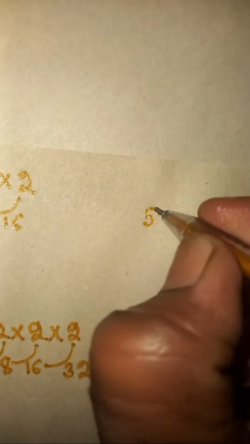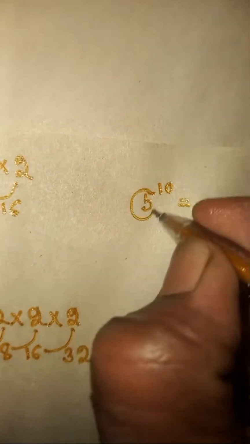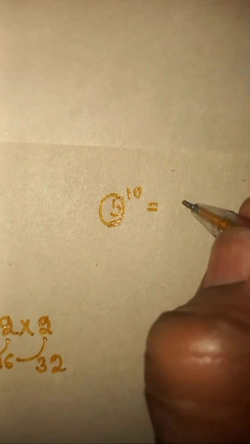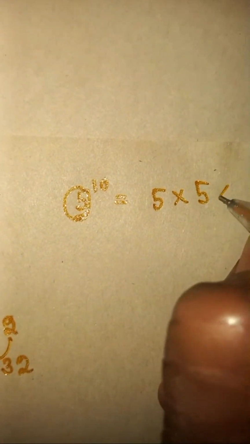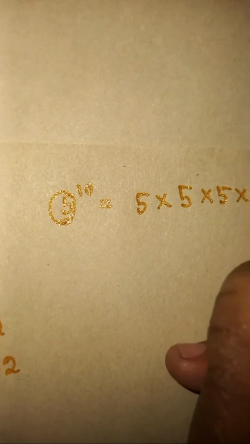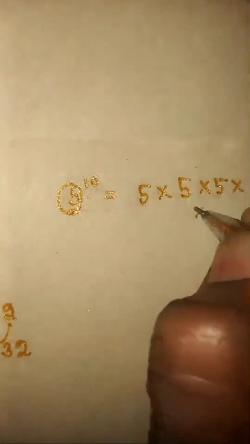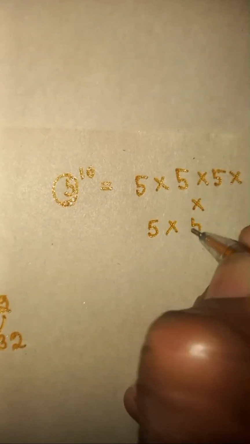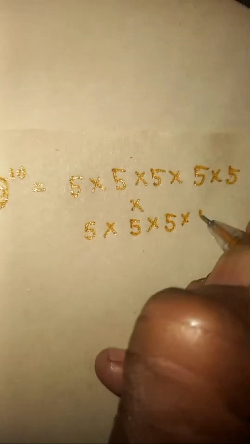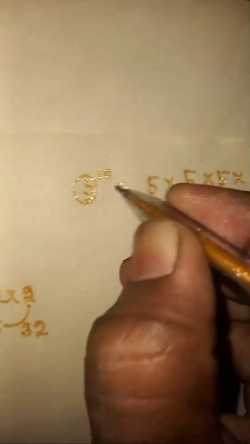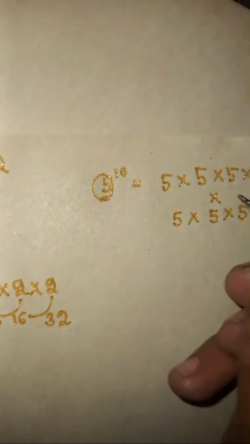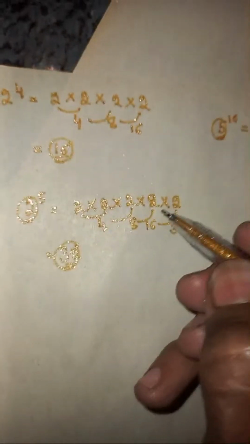If they have given any other number like 5 power 10, that means you need to multiply 5 by itself 10 times, like 5 times 5 times 5 times 5 times 5, five times, and again 5 times 5 times 5 times 5 times 5. Like this, any number given can be written in the form of exponents.